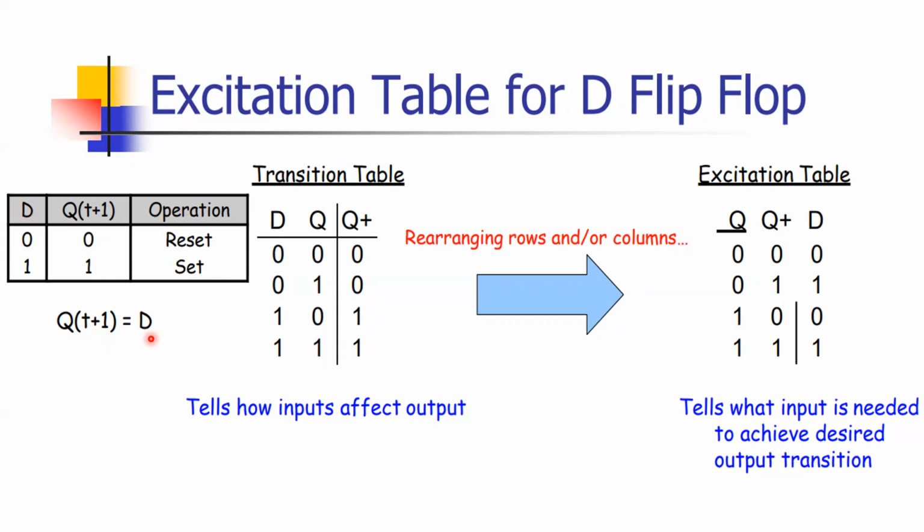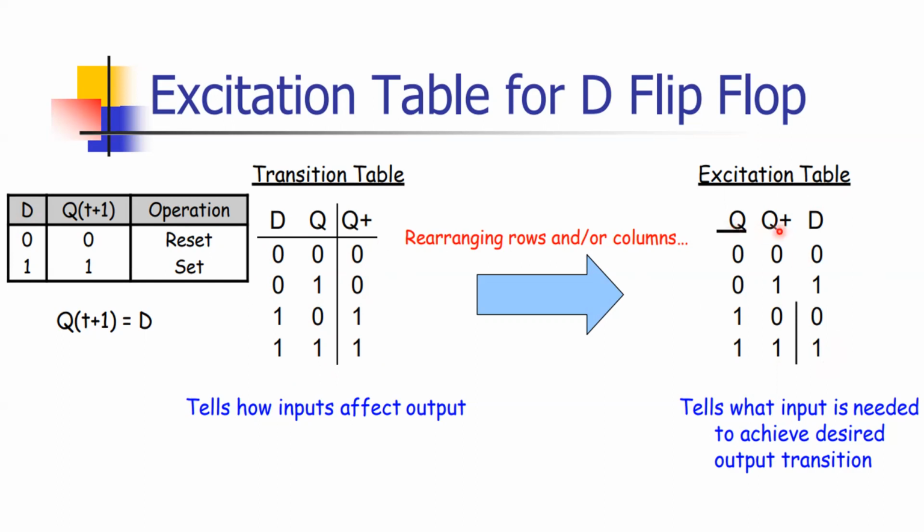Now we will generate the transition table. So when D is 0, whatever the previous state, it doesn't matter, we get the output 0. Same way, when D is 1, whatever the value of the previous state, we get the output 1. So now using this transition table, we can find out the excitation table. Again, as I already told you, in the excitation table, we are finding out the value of D.